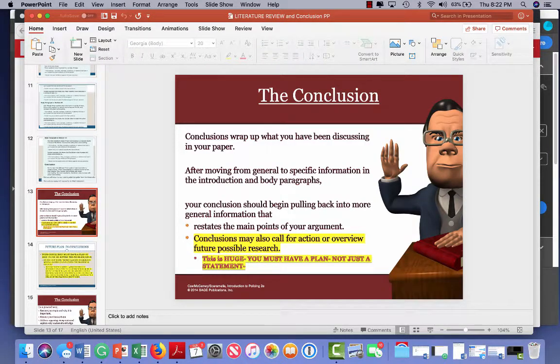All right, really quick on conclusions. I said I was going to cover that, even though it's not due this week. The conclusions wrap up what you've been discussing in your paper, and be very careful. I don't want to read a repeat of your conclusions in the abstract and introduction.